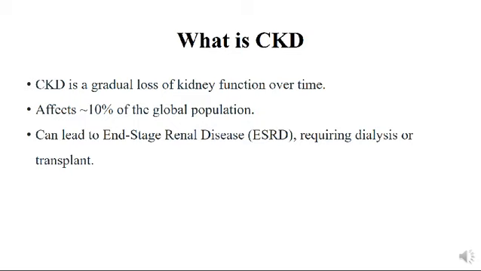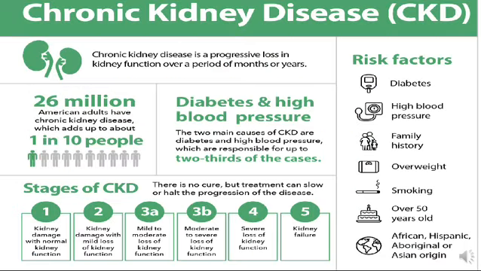CKD is a gradual loss of kidney function over a period of time, and it affects 10 to 20 percent of the global population. It can lead to end stage renal disease, which requires dialysis or a kidney transplant. It is a disease with progressive loss of kidney function over months or years. Nearly 26 million American adults have chronic kidney disease, which adds up to about 1 in 10 people.